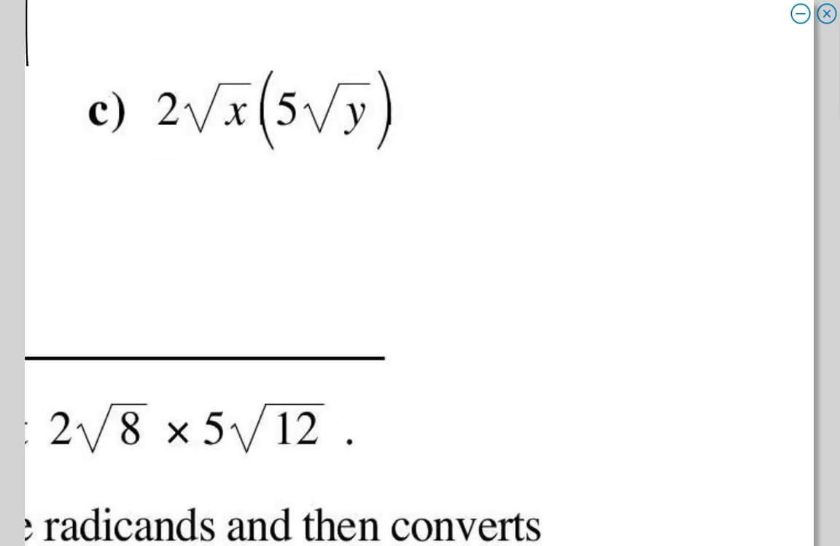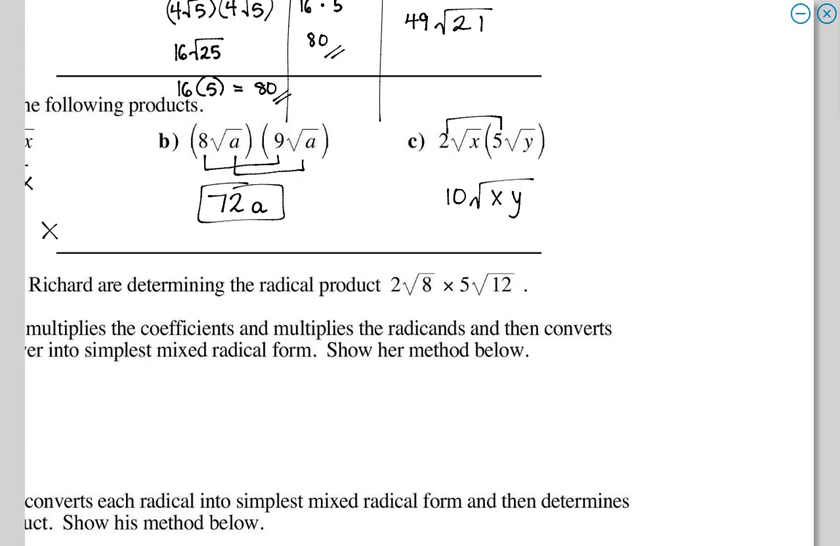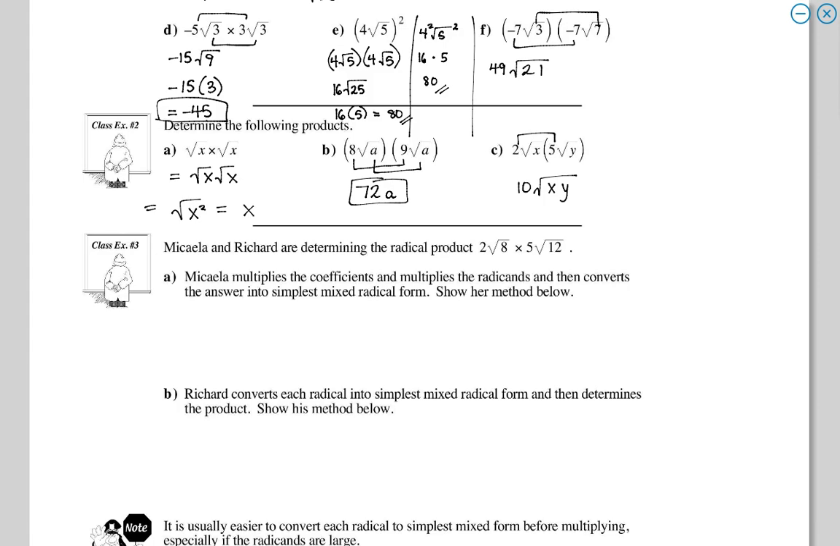Now this one would be 2 by 5 is 10. And now because it's not root x, you can't just go to x. It's root x, root y. So you can't cancel anything because it doesn't go to a square. So it's just 10 root xy. All right.